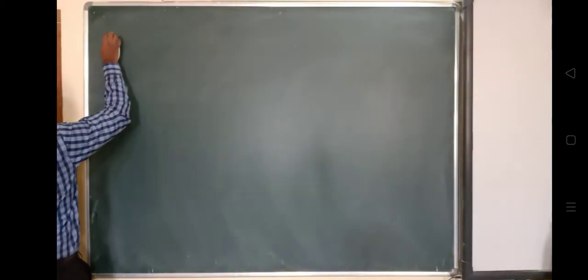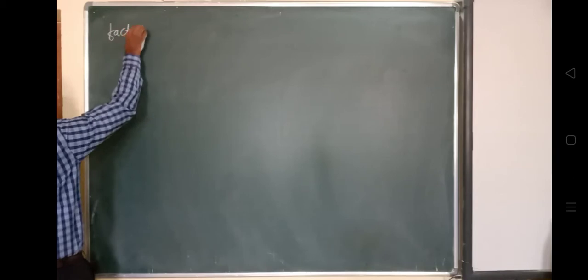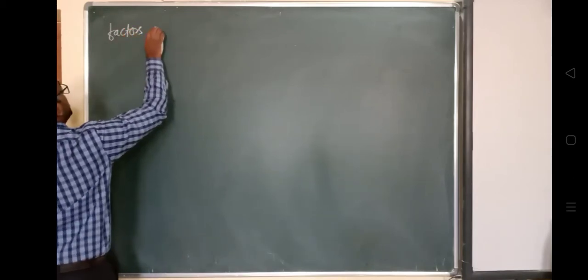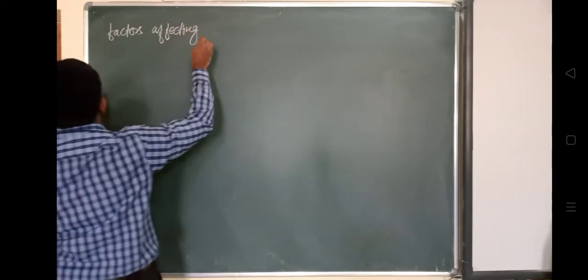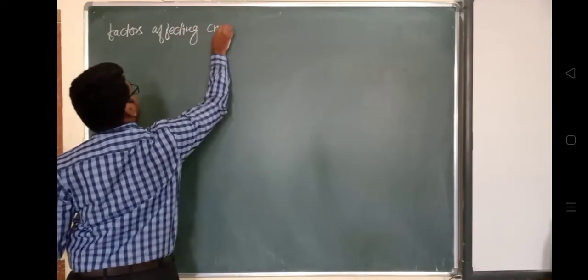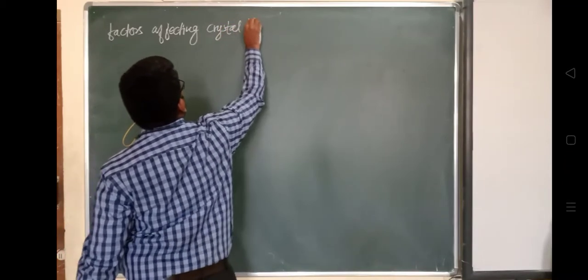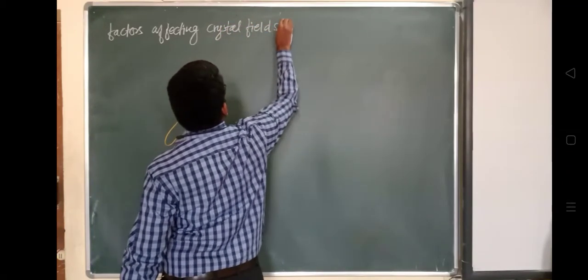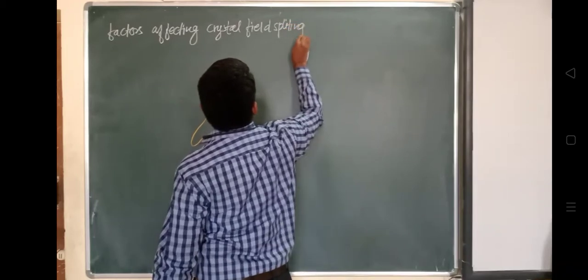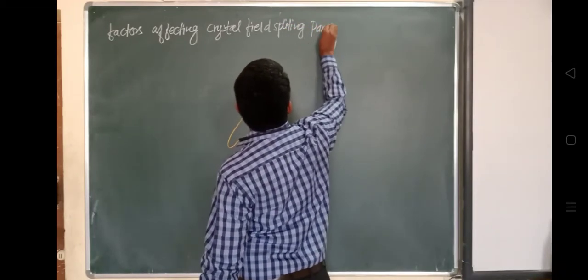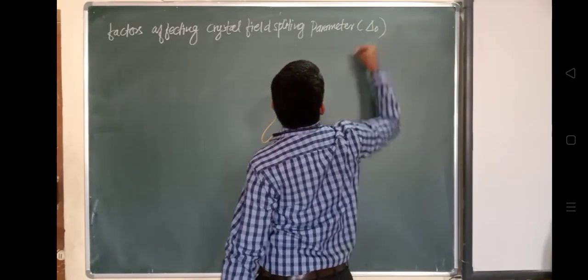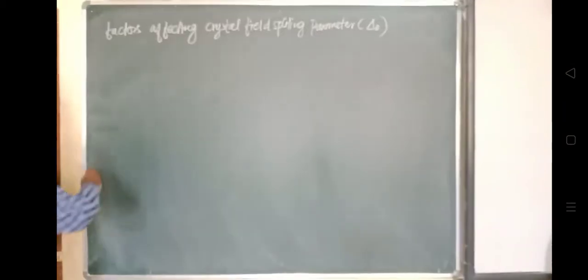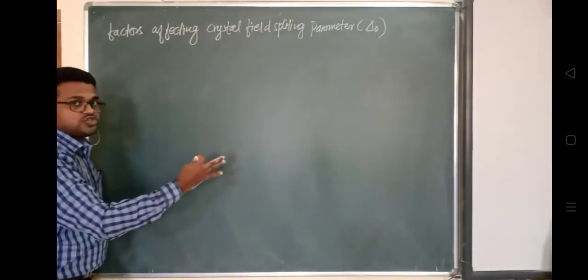So, factors affecting crystal field splitting parameters. What are the factors which are affecting the crystal field splitting parameter? This splitting parameter is denoted by delta naught, okay, delta naught से represent करते हैं हम लोग. And what is this delta naught factor?